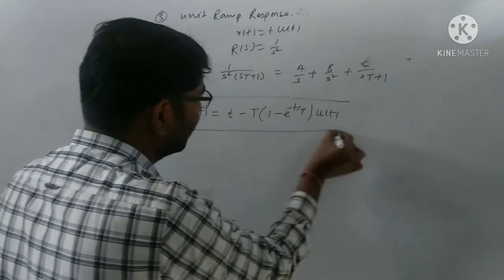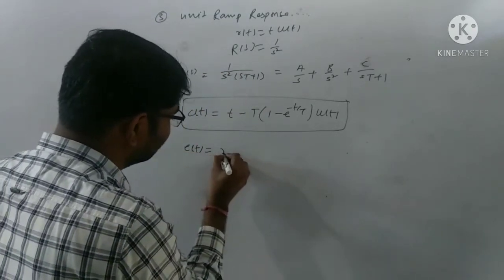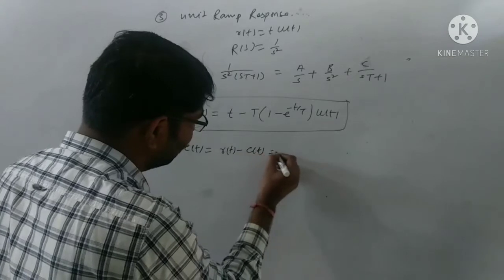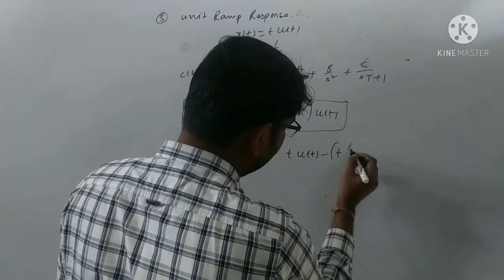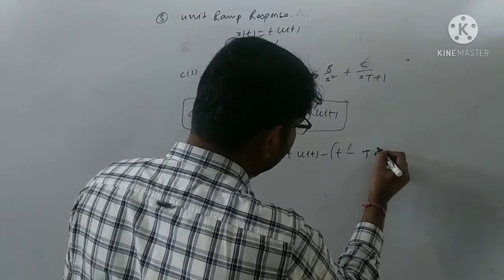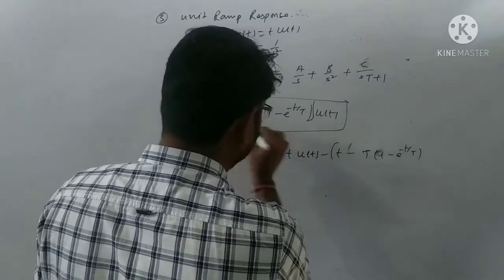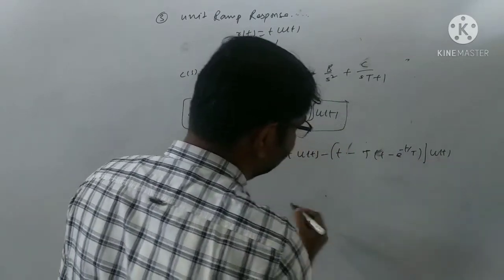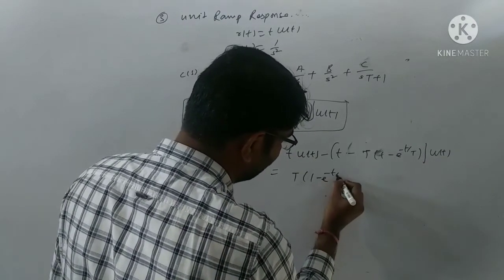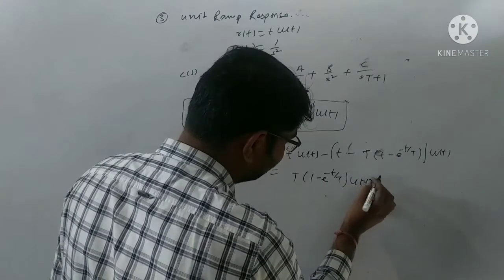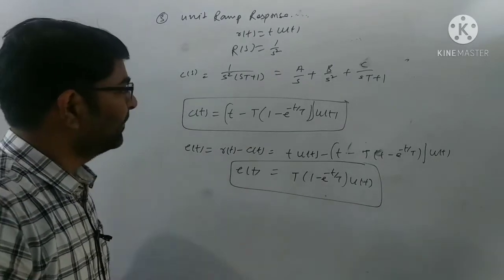This is my ramp response for the first order system, and the error signal e(t) can be written as r(t) minus c(t), which is r(t), that means t u(t), minus the ramp response, and this actually completes e(t). So solving this, you will get T times (1 minus e raised to power minus t by T) u(t). This is my error signal for the unit ramp input.